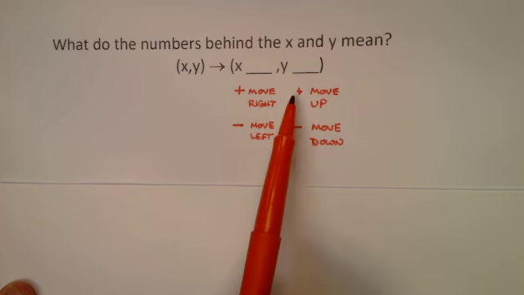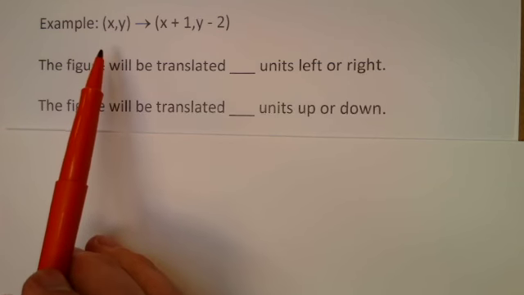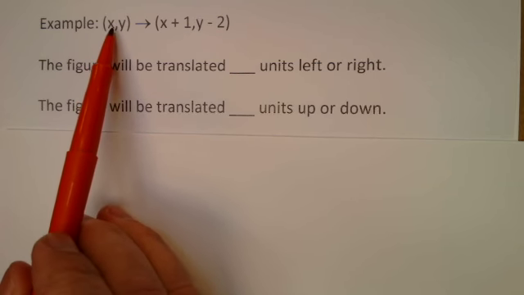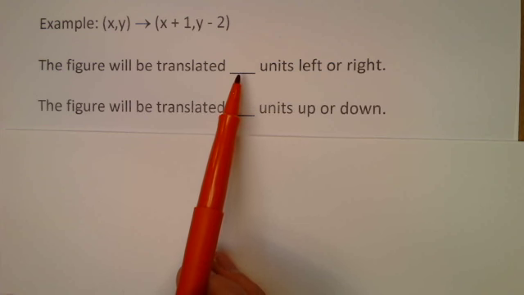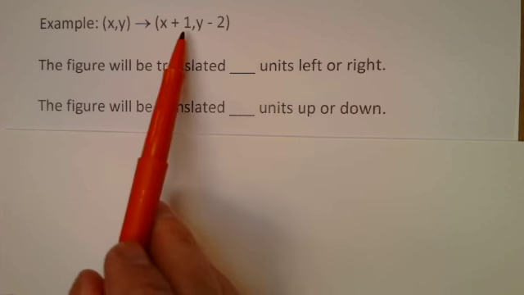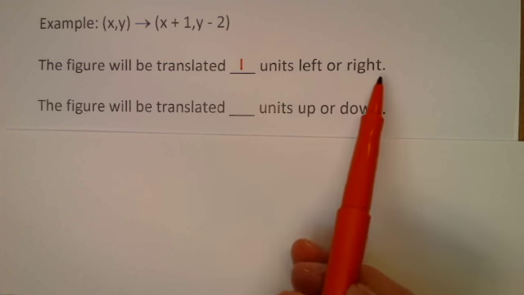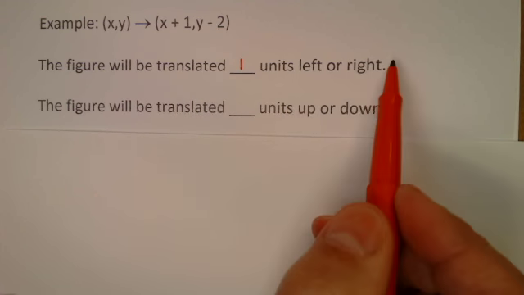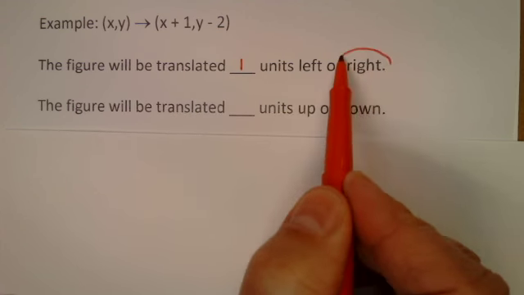Here are the type of questions they'll ask. The figure being translated, meaning any point I put in here, will move how many units to the left or right? This controls the left or the right. It's going to move 1 unit. Is it going to move it to the left or to the right? Since this number is positive, it's going to move it to the right.